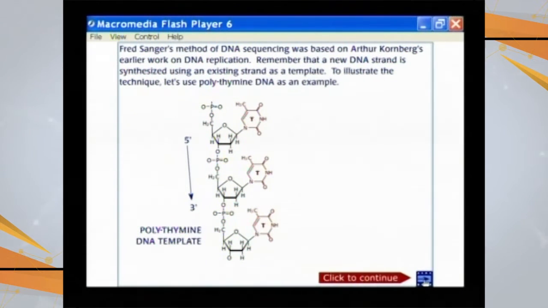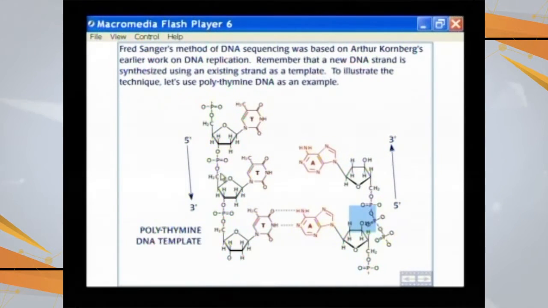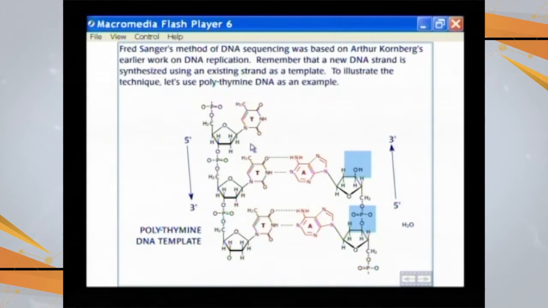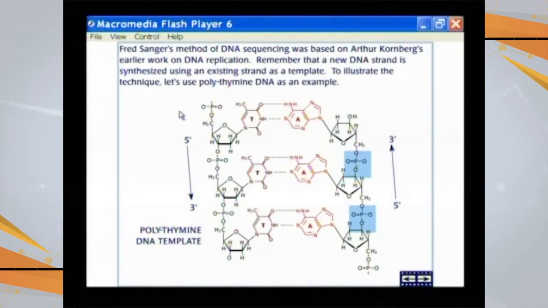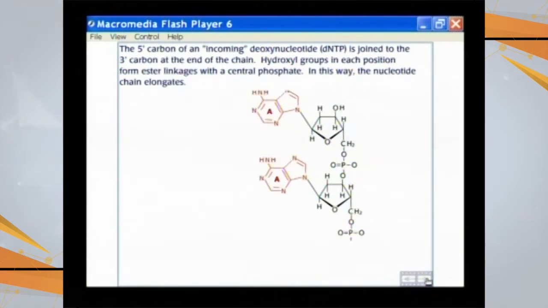Using Sanger's method of DNA sequencing, this is one of the examples, with three nucleotides having thymine, thymine, thymine. The complementary base to thymine is adenine. One strand is running 5' to 3', and the other is antiparallel. So what technique have they used? They have used deoxynucleotides. They are joined to the 3' carbon at the end of the chain, and hydroxyl groups in each position form ester linkages with a central phosphate. In this way the nucleotide chain is going to elongate.